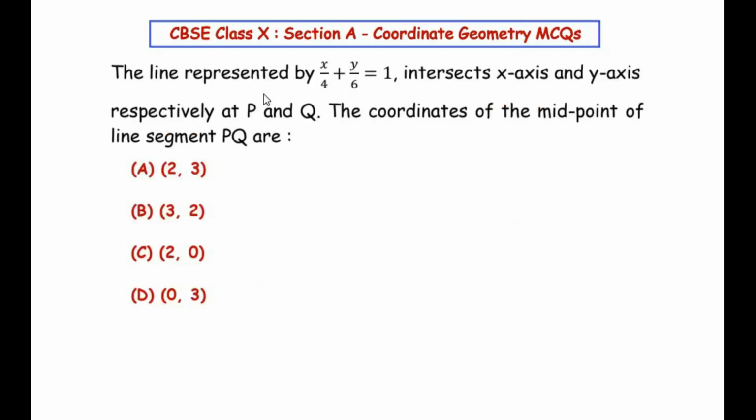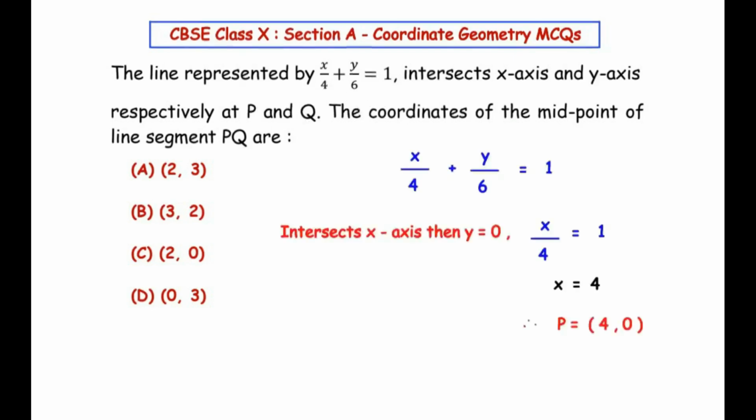The line represented by x/4 + y/6 = 1 intersects the x-axis and y-axis respectively at P and Q. The coordinates of the midpoint of the line segment PQ are. So here we have been given an equation for a line and it has been mentioned that this line intersects the x-axis at P and y-axis at Q. We need to find out the midpoint of this line PQ. So let us begin by rewriting this given equation: x/4 + y/6 = 1.